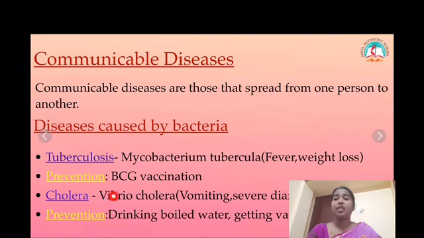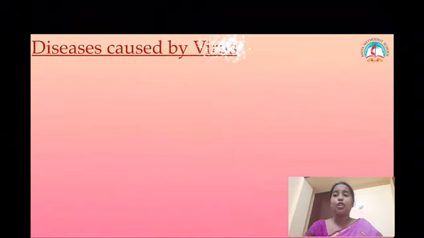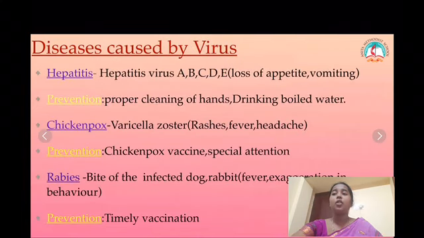Next disease is cholera. Cholera is caused by Vibrio cholerae. The symptoms of cholera are vomiting and severe diarrhea. How can you prevent cholera, children? By drinking boiled water and getting vaccination. Okay, next we are going to see diseases caused by viruses.